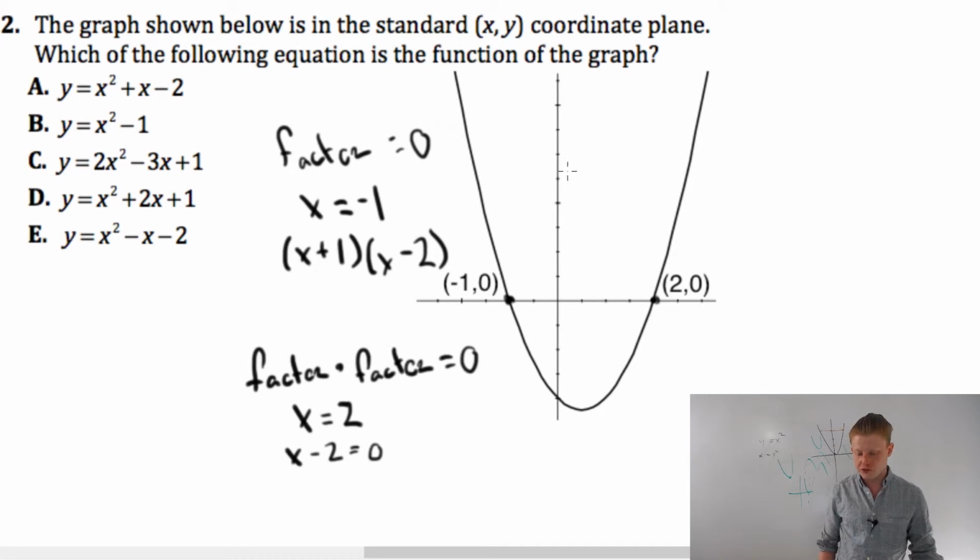We FOIL. First, x times x is x squared. Outer, x times negative 2 is negative 2x. Inner, plus x. Last, minus 2. Combine our middle terms. X squared minus x minus 2.